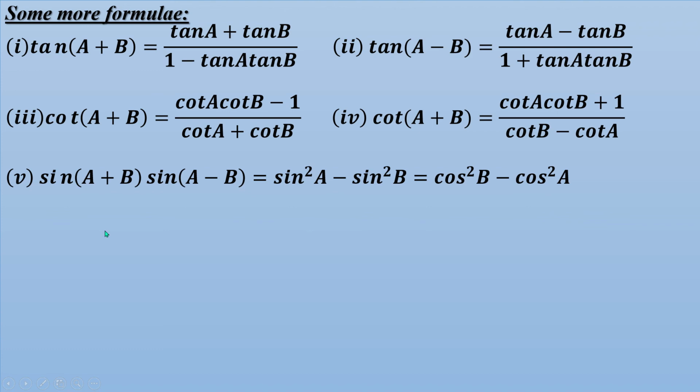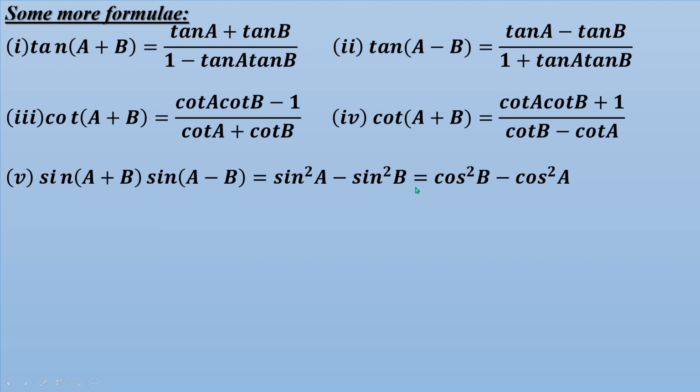And from the previous formula, that means sin A plus B and sin A minus B, by applying them we can write sin square A minus sin square B equals cos square B minus cos square A. Sin A plus B means sin A cos B plus cos A sin B, and sin A minus B means sin A cos B minus cos A sin B. That means we can write sin A cos B plus cos A sin B into sin A cos B minus cos A sin B, which equals sin square A into cos square B minus cos square A into sin square B. From this we can write sin square A minus sin square B.